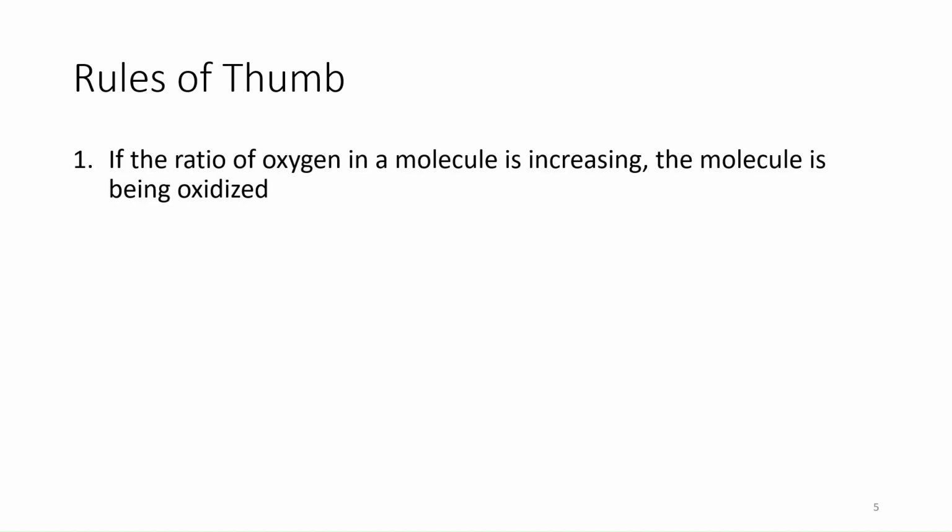In this course, we are strictly dealing with organic molecules when we're talking about redox reactions. So it's going to make it a lot easier to identify redox reactions. And I have two rules of thumb for you for redox reactions. If you have a molecule, and the ratio of oxygen in the molecule increases as the reaction takes place, the molecule is being oxidized, which makes sense intuitively. You add more oxygen to a molecule. Oxygen is an oxidizing agent, so we have oxidation occurring on that molecule.